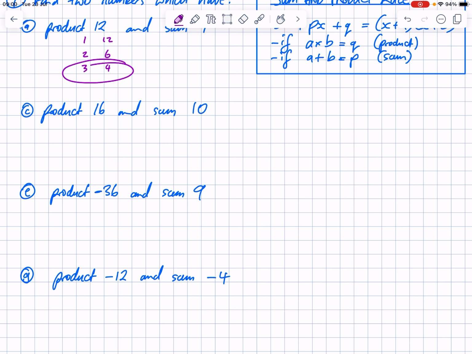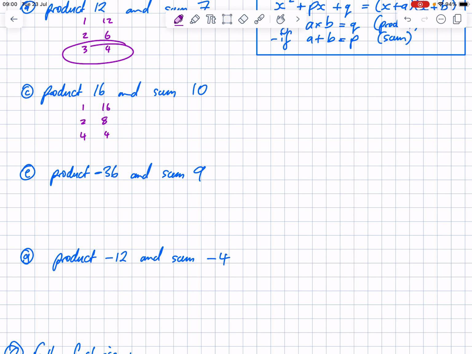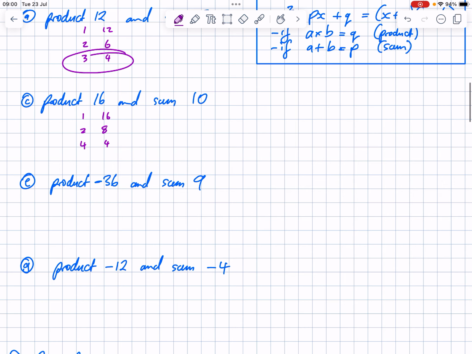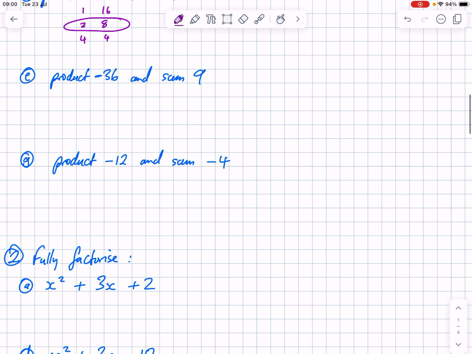Product 16, so the factors of 16: 1 and 16, 2 and 8, 4 and 4. The next one is going to be 8 and 2, so I stop there. Sum of 10: 1 and 16 is not going to give me a sum of 10, but 2 and 8 will give me a sum of 10.